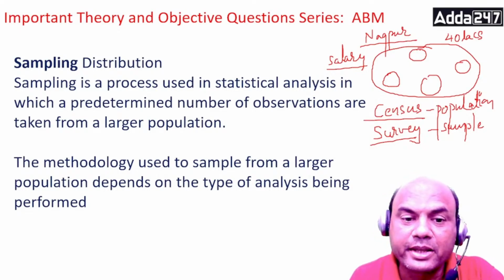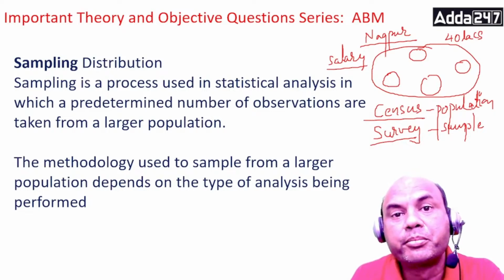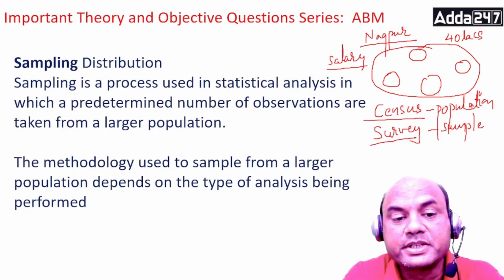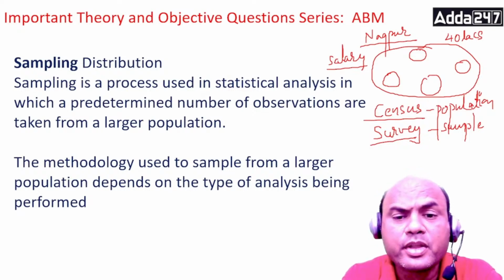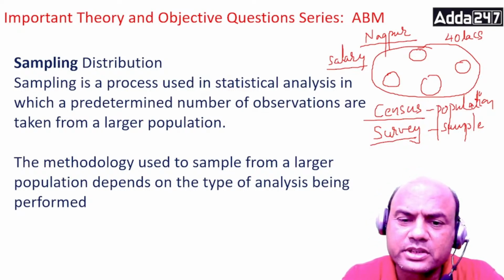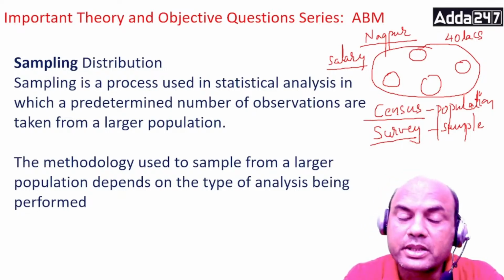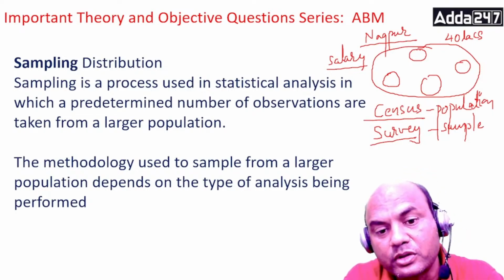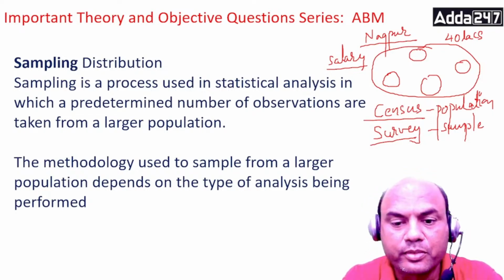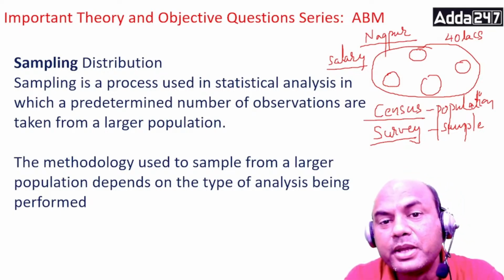So sampling is a process used in statistical analysis in which a predetermined number of observations are taken from the larger population. Predetermined number of observations. So first only I'll decide 1000. Predetermined. The methodology used to sample from a larger population depends on the type of analysis being performed. What do you mean by this? Type of analysis being performed means what?